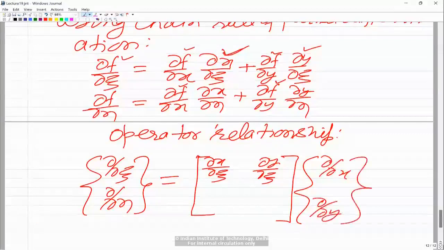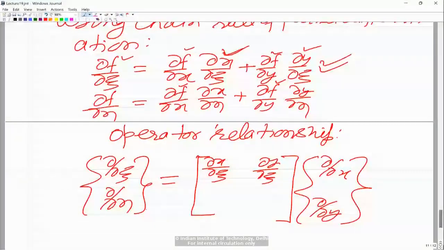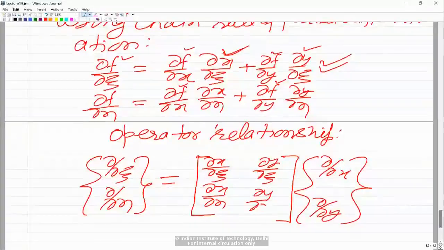So essentially you are getting here del by del xi equal to del x by del xi into the operator del by del x plus del y by del xi into the operator del by del y. If you operate on f, you will get del f by del xi equal to del x upon del xi into del f by del x plus del y by del xi into del f by del y. So we get the same thing. Similarly, del by del eta can be written as del x by del eta, del y by del eta, and then del by del x, del by del y are already there.